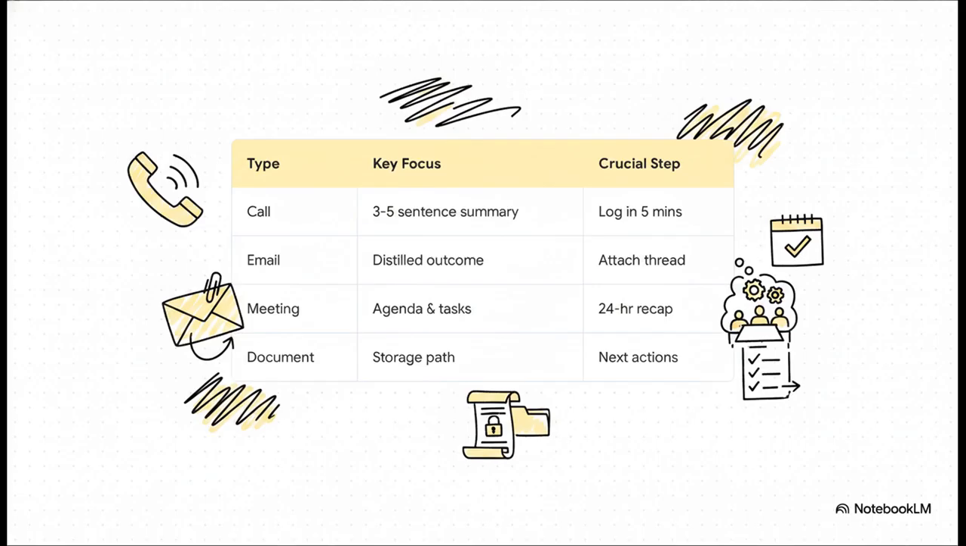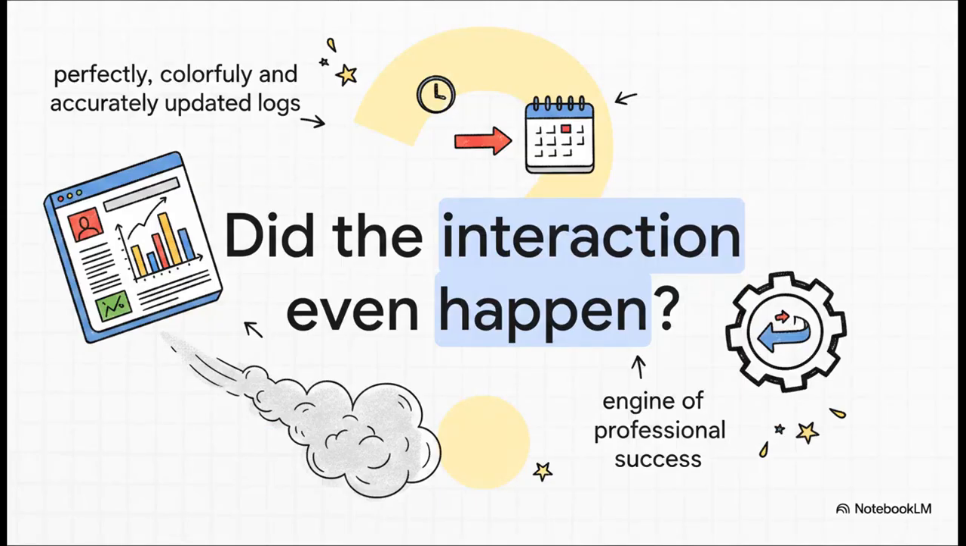With an email thread, the focus shifts to summarizing the distilled outcome and attaching the original thread. For an in-person meeting, you're detailing layered agenda items and sending a 24-hour recap email to keep everyone aligned. And finally, for a signed document, it's all about locking down the exact storage path, the version, and triggering the formal next actions.